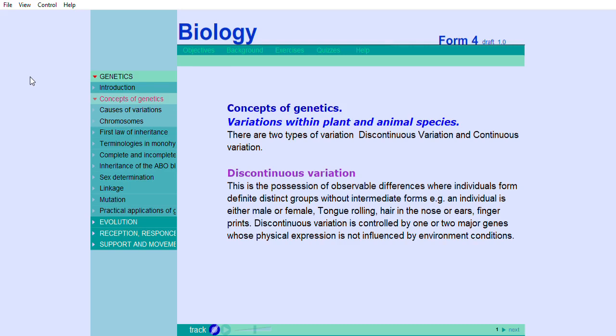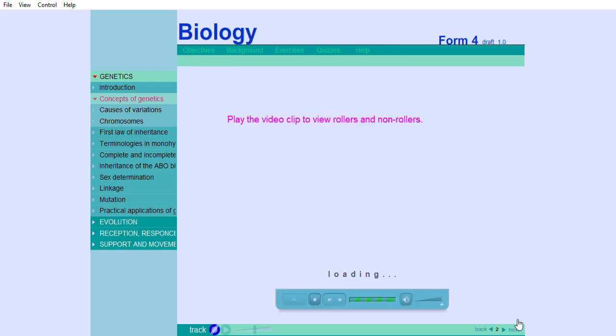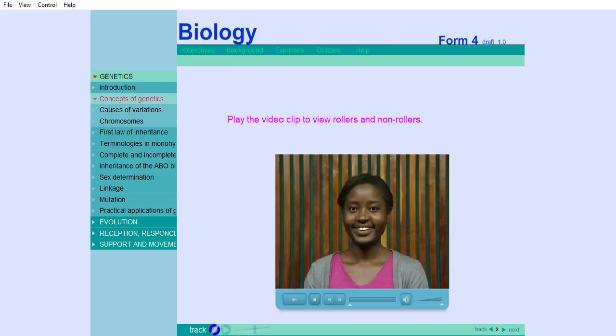Discontinuous variation is controlled by one or two major genes whose physical expression is not influenced by environment conditions. Play the video clip to view rollers and non-rollers.